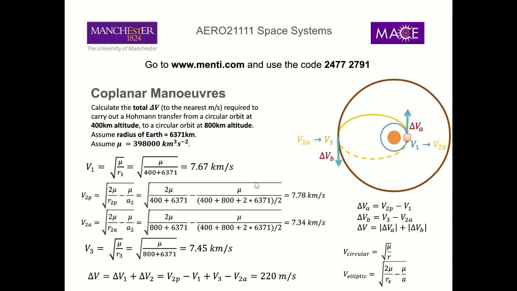You can see that there's not actually a massive change in the velocities at any of those points. To get the delta V at each one, you just subtract the two velocities. And when you add them up, you end up with 220 meters per second. Questions?